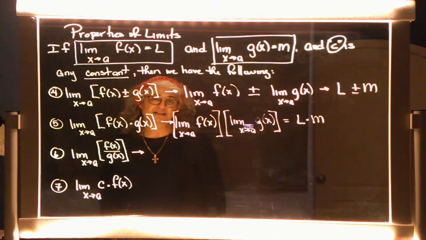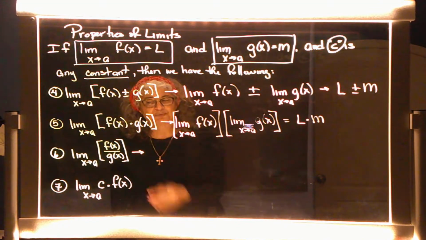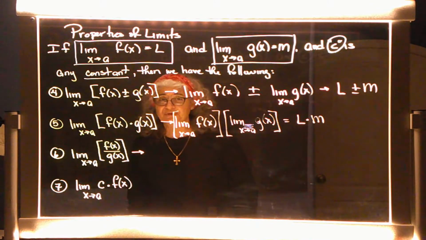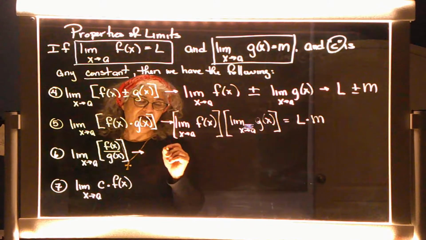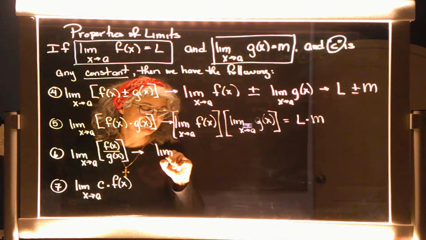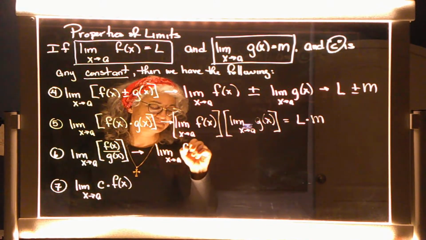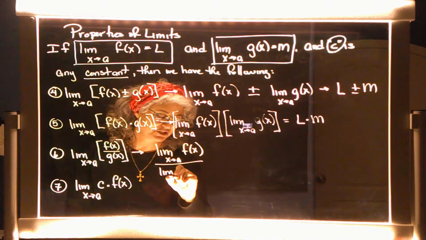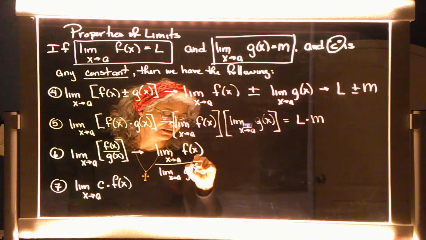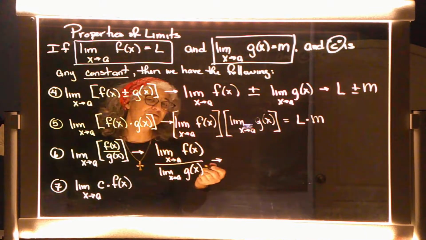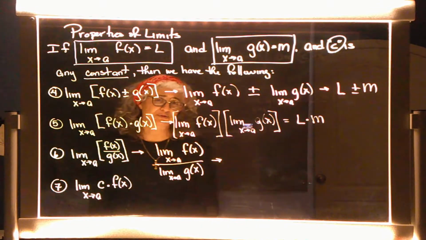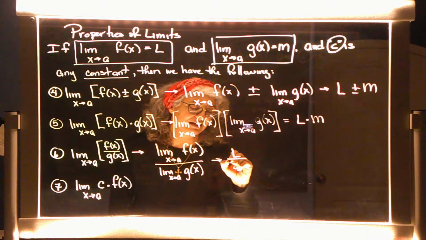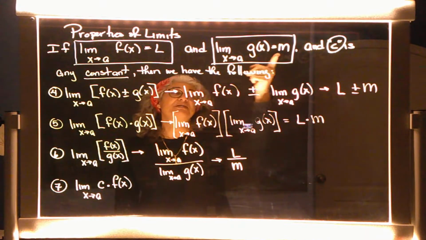In this case, we're dividing. Kind of get the idea of what we could probably do with property number 6 based upon what we are able to do with properties 4 and 5? Yeah, good. I could take the limit of the numerator and then divide it by the limit of the denominator. That'll be a whole lot simpler, because sometimes you can't even divide the polynomials. And then you would basically take L divided by M, right? Because those are the limits of each one.